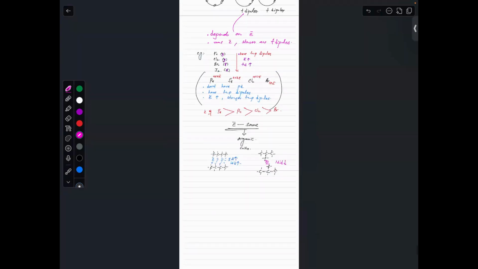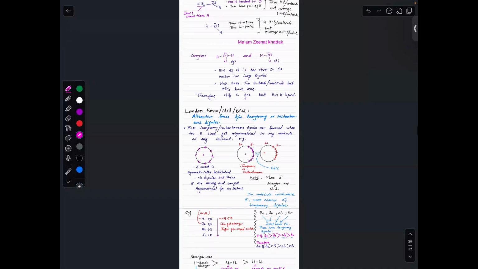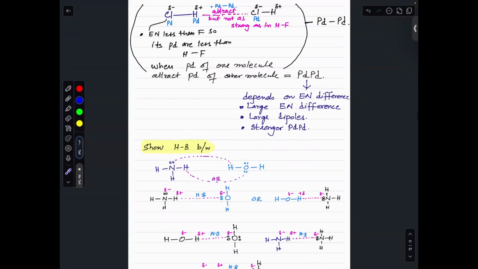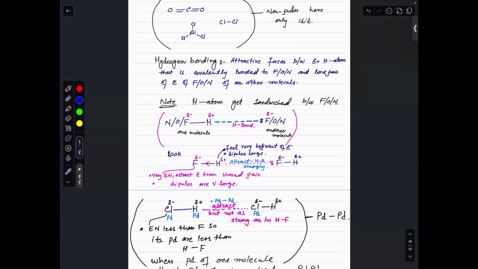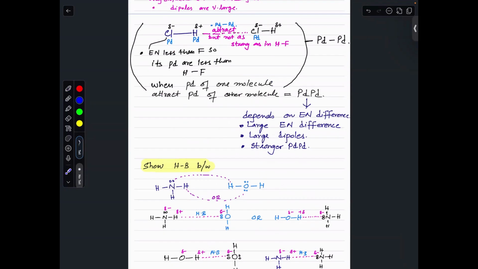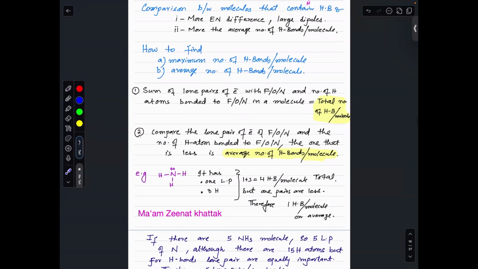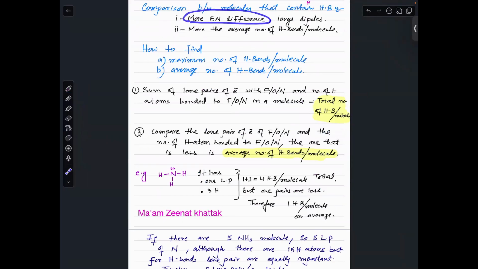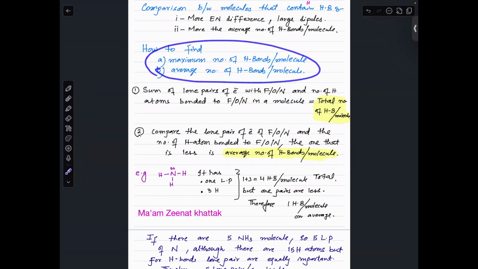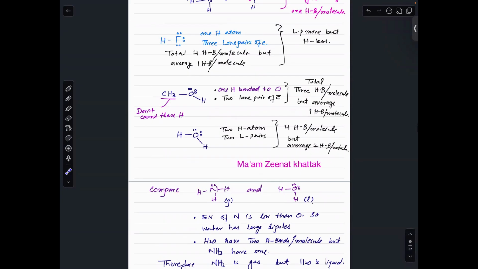So if I show you the notes, come to this. Look, first I started with what? With the hydrogen bond, right? The hydrogen bond is in the molecules that contain HF, OH, and NH, right? This is fully explained. You can see this. And comparison of the hydrogen bond is done on the basis of electronegativity difference and average number of hydrogen bonds, and how to find the maximum and the average. This is described completely.